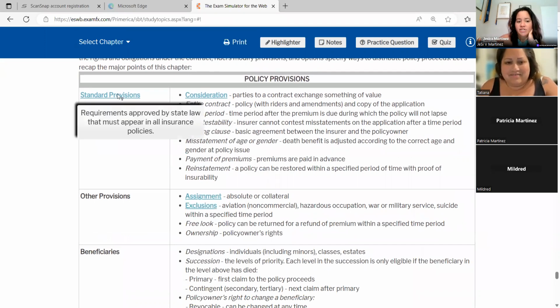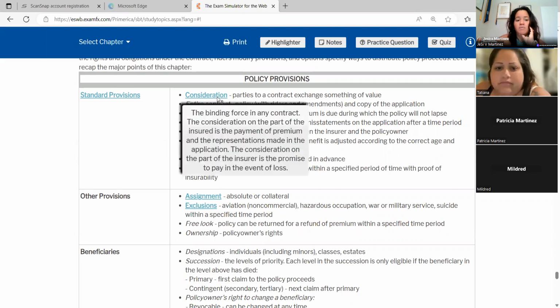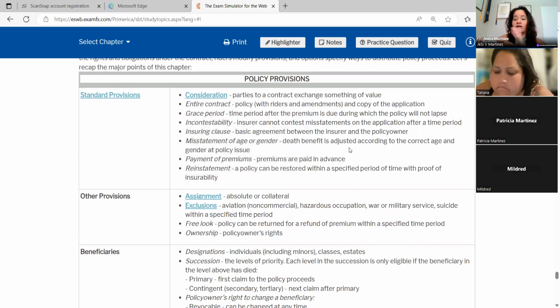We have the standard provisions of the policies, which are all required by state law that must be on the insurance policy. We have consideration, which is the binding force of any contract. I pay you my premium and I have a benefit at the end of it. The entire contract, which is the policy with riders and amendments and a copy of the application. The grace period, the time period after the premium is due, during which the policy will not lapse. Incontestability, an insurer cannot contest misstatements on the application after a time period.